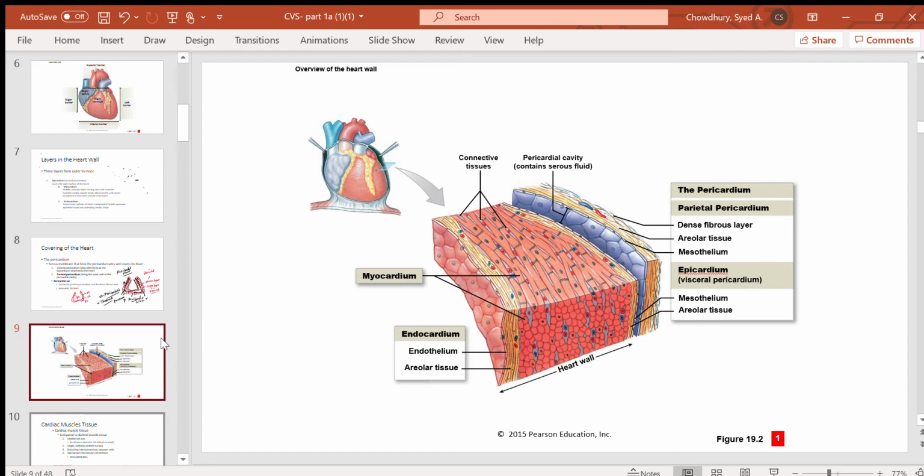Here you see the layers in the wall of the heart. If you see the outermost layer, this one, this is the epicardium. Then this is the middle thick layer, the myocardium, cardiac muscle, and this is the innermost thin layer, the endocardium. So just to know that those are the three layers.